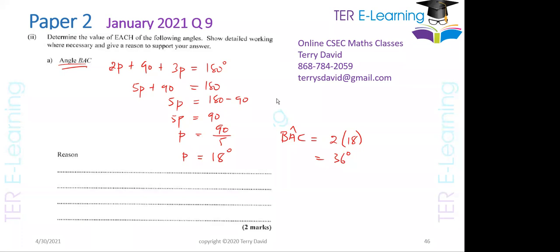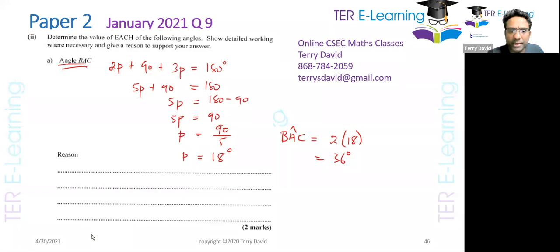In terms of the reasoning, basically what we're going to say is that the sum of the interior angles of a triangle is 180 degrees. You need to say this somewhere inside your answer. That's essentially what we use to solve this problem here. Let's look at the next one.